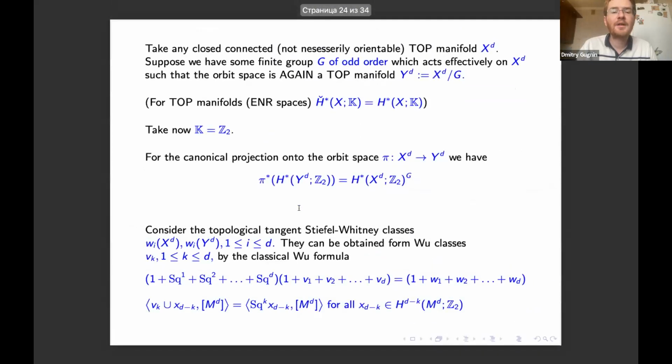But for topological manifolds, and moreover for simplicial spaces, Čech cohomology coincides with singular cohomology canonically. And now take K as Z2. So G is of odd order and K is Z2 coefficients. Then the canonical projection, we have that this ring is just the ring of invariants here.